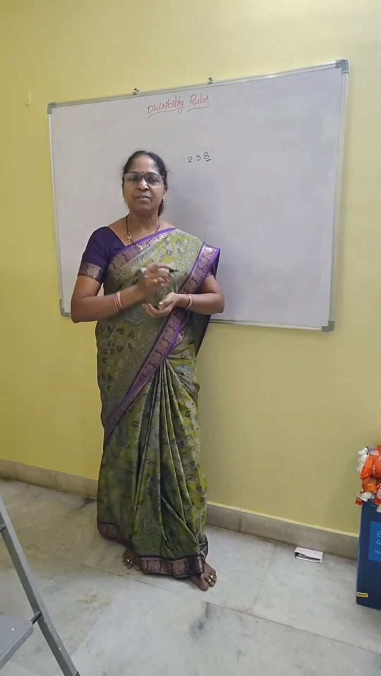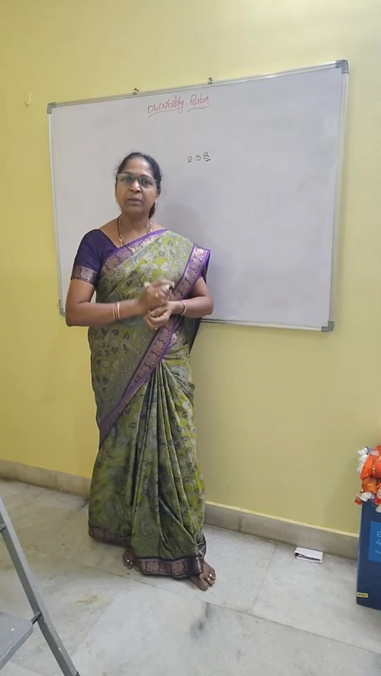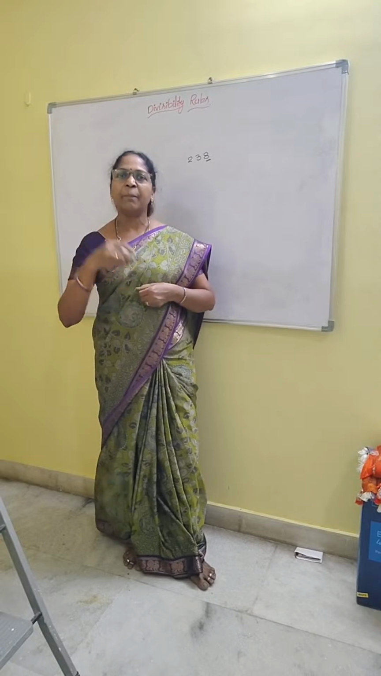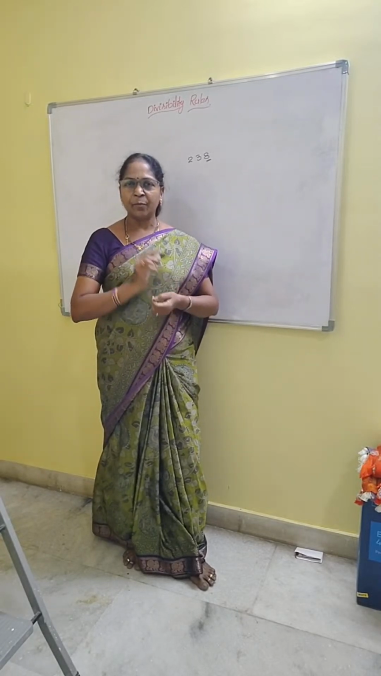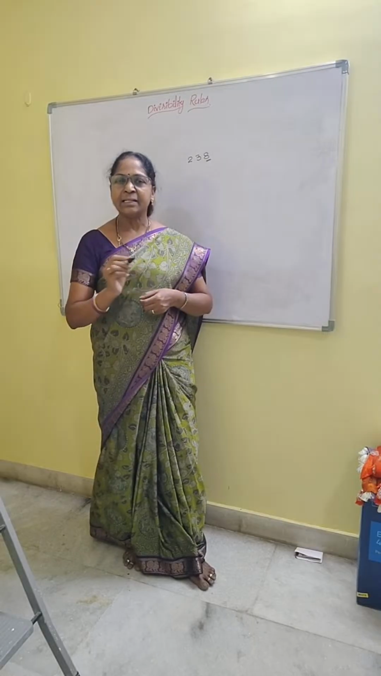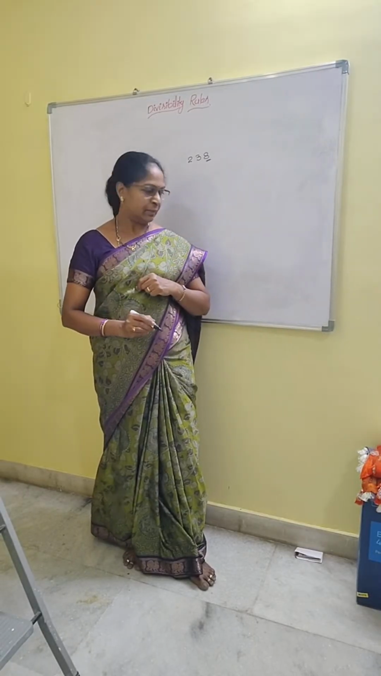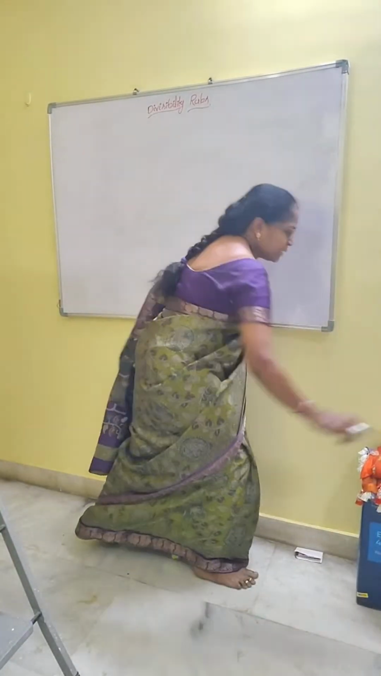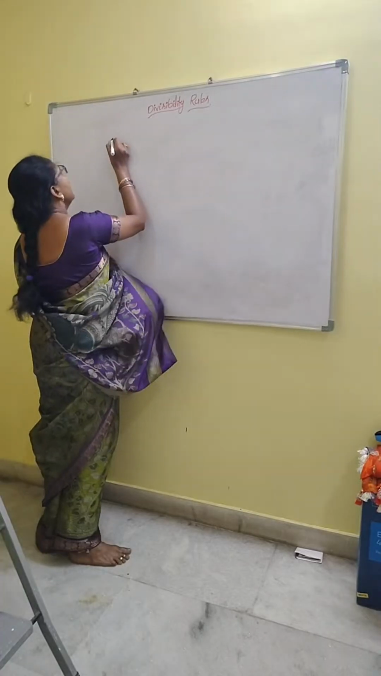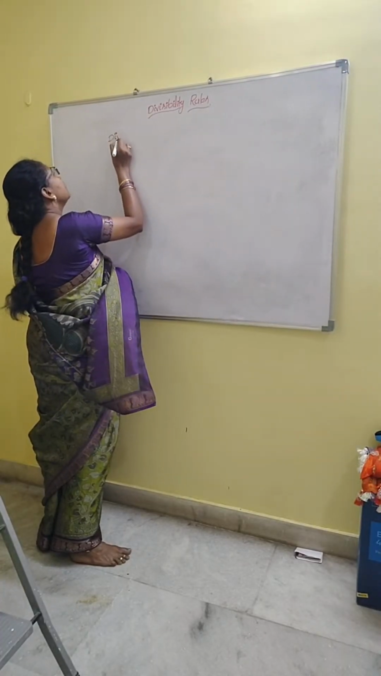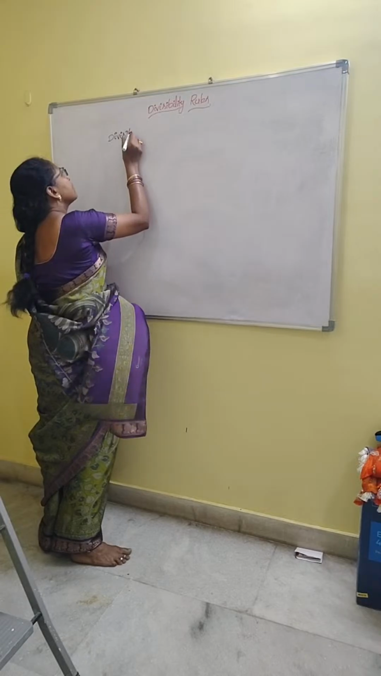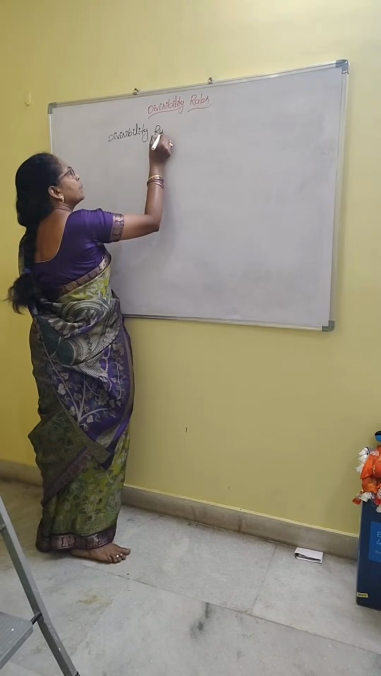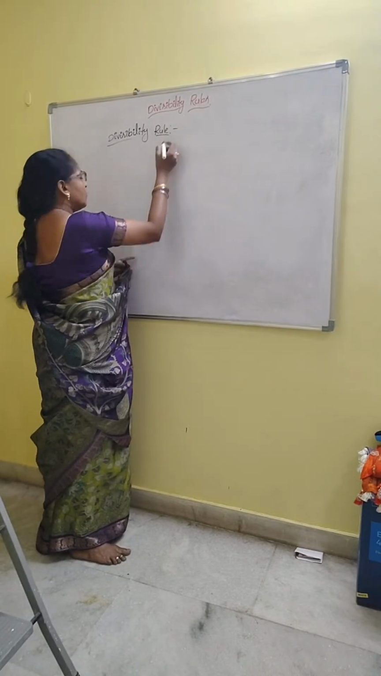Now, what is the divisibility rule? The process of checking, what are you checking here? When a number is divisible by another given number without doing division, that is called the divisibility rule. We will write here: what is the divisibility rule?